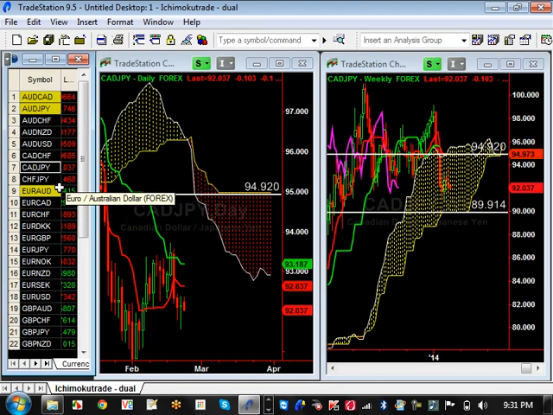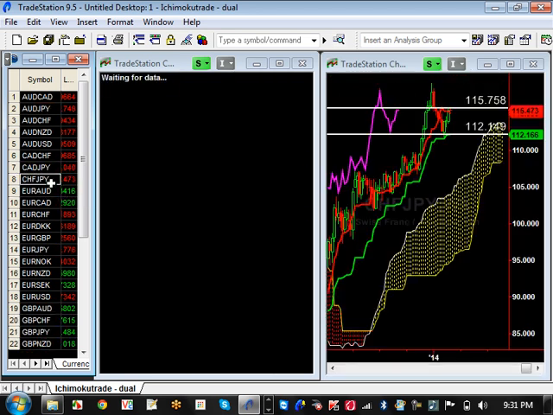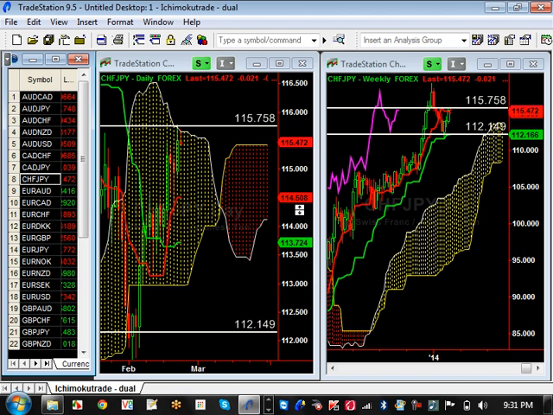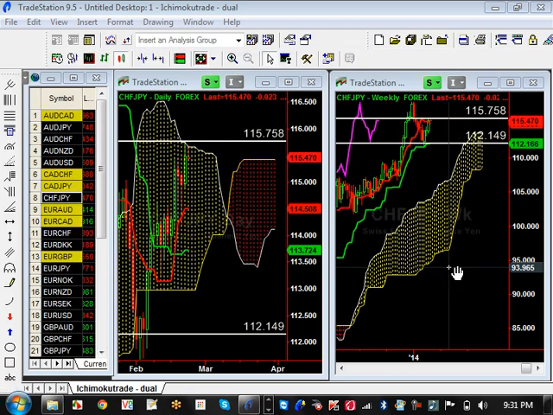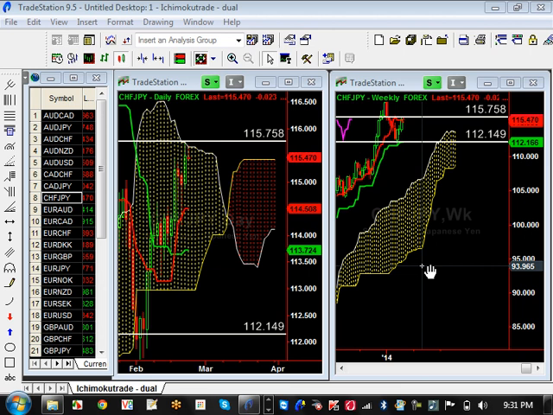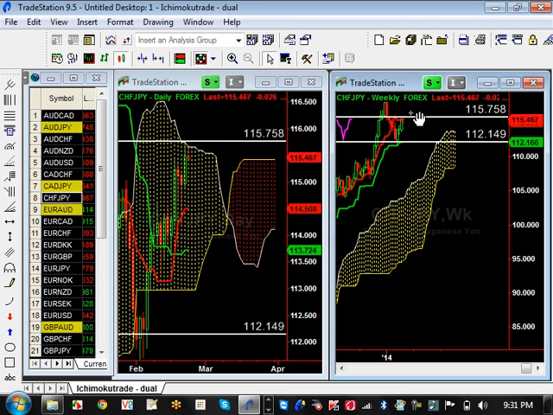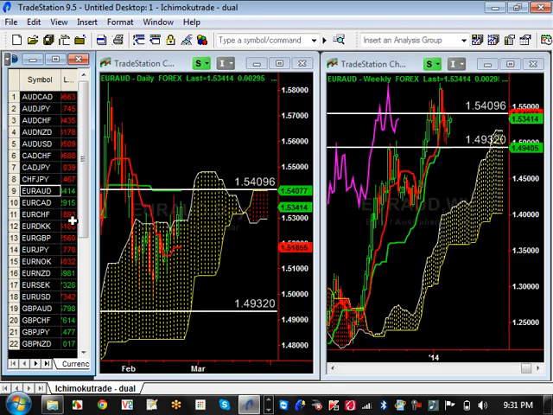CAD yen consolidating between 89.91 and 94.32, so nothing really exciting going on there. Swissy yen, this is still very, very strong. It's bullish trending on the weekly time frame. On the daily, nothing exciting right now, but it's stuck between two levels: 112.14 and 115.75. If it could break the resistance level 115.75, we're going to retest the high and possibly go higher. If we break the support level 112.14, then we're going to undergo its first major pullback, which it hasn't seen.